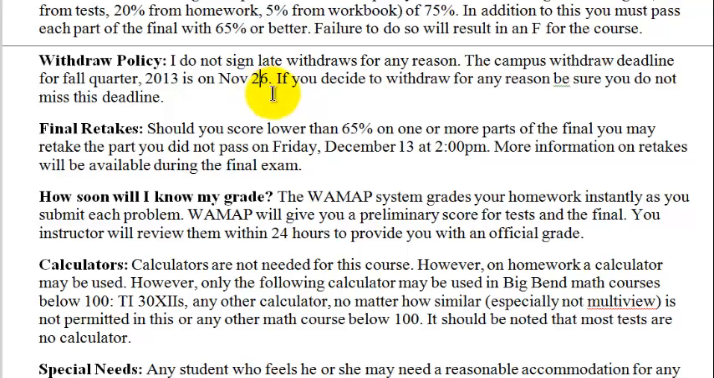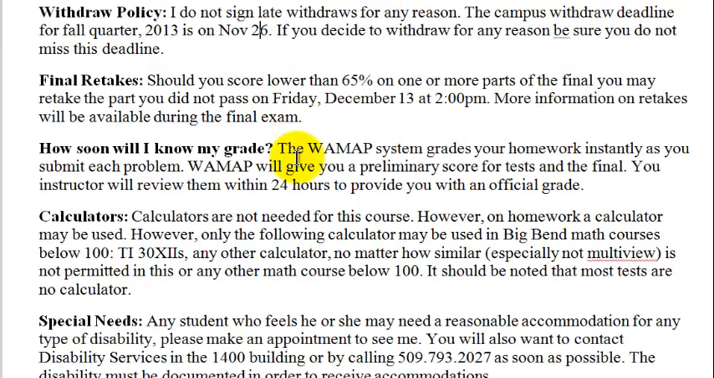Don't miss that deadline. Final retakes, that's not going to apply to you because I know you're going to score plenty fine on the regular final, above 65%, in fact, much higher. But should you hypothetically need a retake, they will be on December 13th at 2 p.m. The nice part about the online homework system, it's going to grade your homework instantly, so you'll know where you're at.